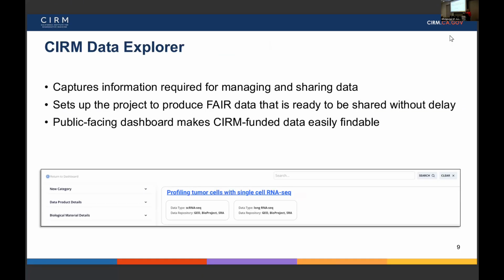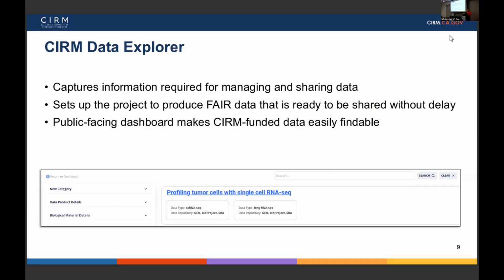It's through this CIRM Data Explorer. Like I said, this is our platform for the grantees to input the information we're asking for, that metadata, ahead of the award as well as during the award. We have them log in here, and we have all the fields, and they have to fill out what we're looking for. As I've said many times, this is really about setting up the project so that at the end, you don't have to go back and do all this work.